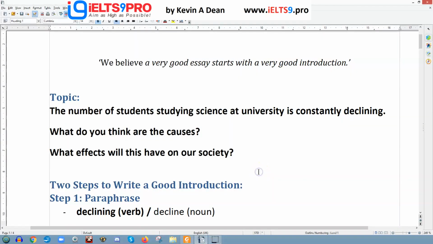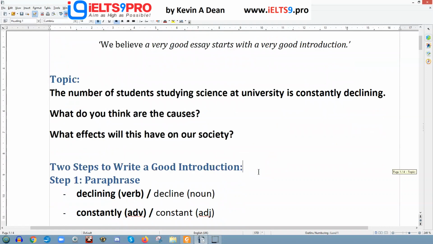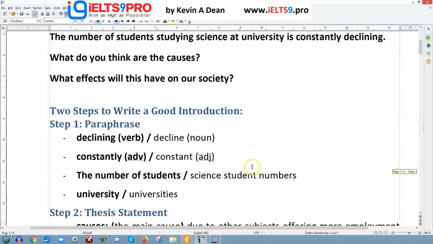Okay, intro 56. Let's take a look at this. The number of students studying science at university is constantly declining. Two-part question. What do you think of the causes of this? What effects will this have on our society? Okay, two-part question then. Cause and effect. So let's have a look.